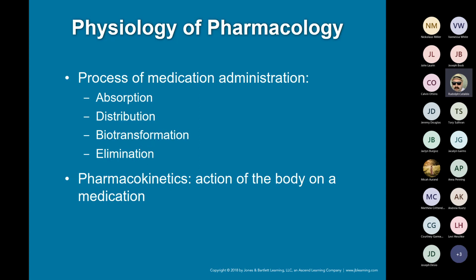Pharmacokinetics is how the body reacts to a medication. I give atropine, which causes an increased heart rate. I know that the pharmacokinetics of atropine are increased heart rate. That's literally what does this drug cause?